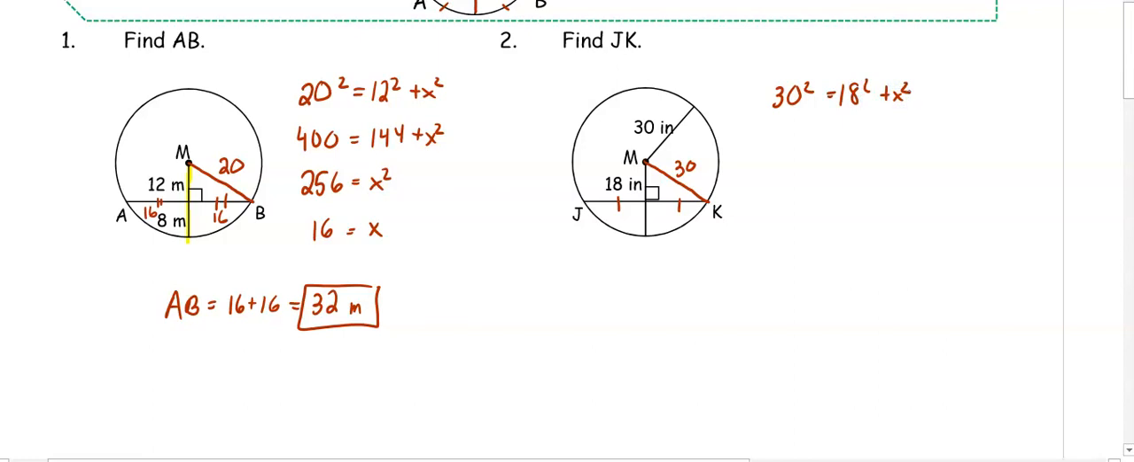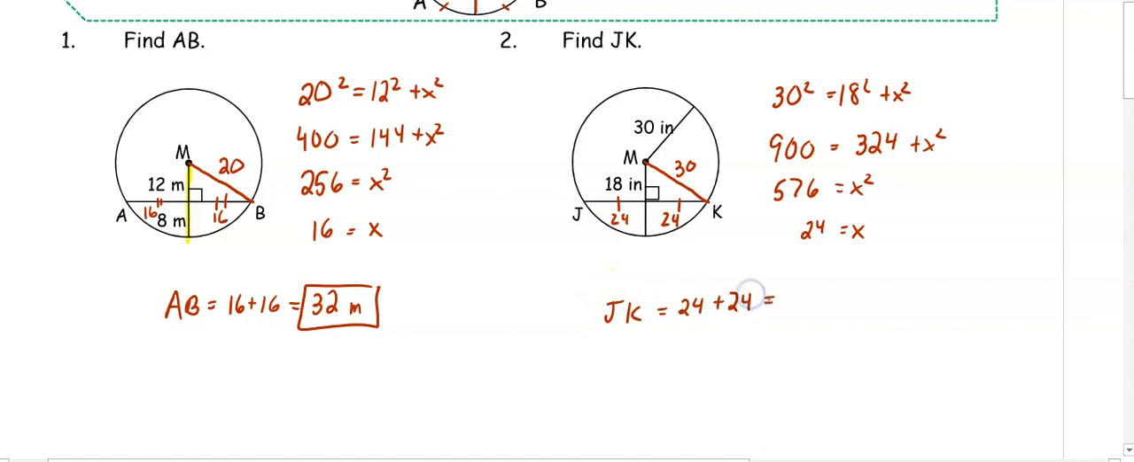So 30 squared is 900. So we have 900 equals 324 plus x squared. We can subtract that from 900. We get 576 equals x squared. When we take the square root, x is 24. So each part of the chord has a length of 24. So to get JK, 24 plus 24 is going to equal 48 inches.